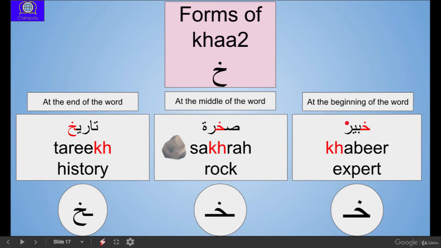For the initial form you find it in a word like khabir, which means an expert. In the medial form you'll find it in a word like sakhra, which means rock or stone. And in the final form you'll find it in a word like tarikh, which means history. So now we have seen the different shapes of the letter Kha.